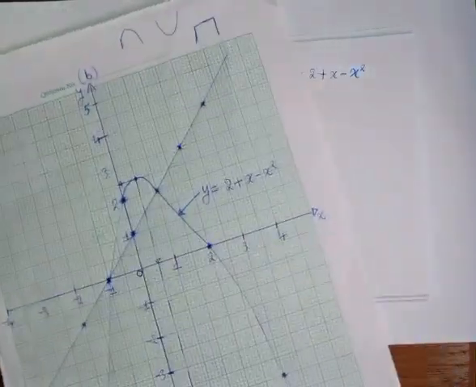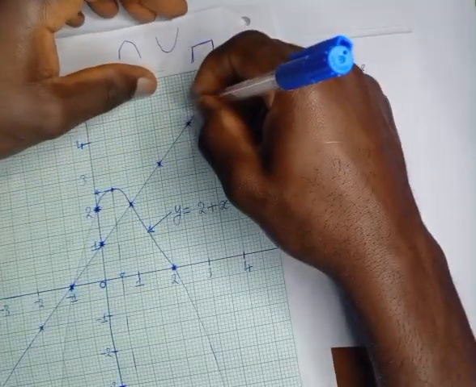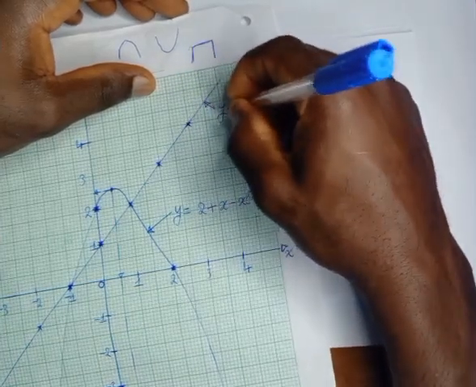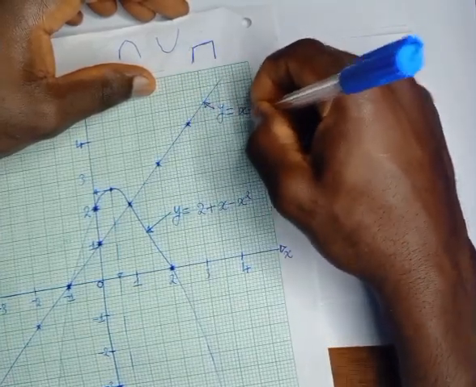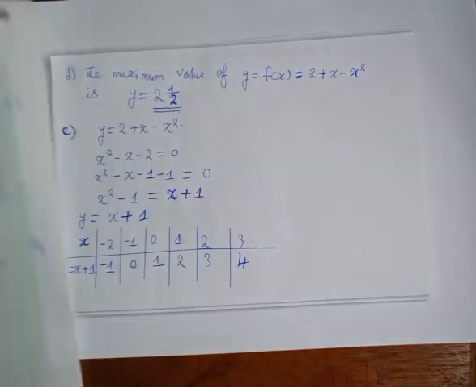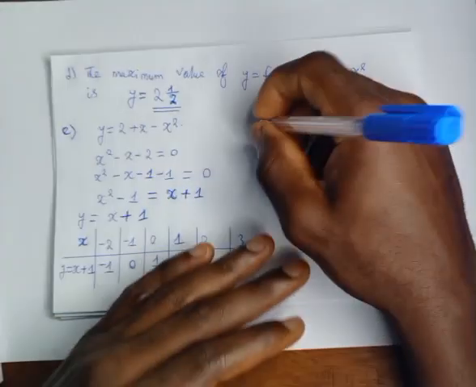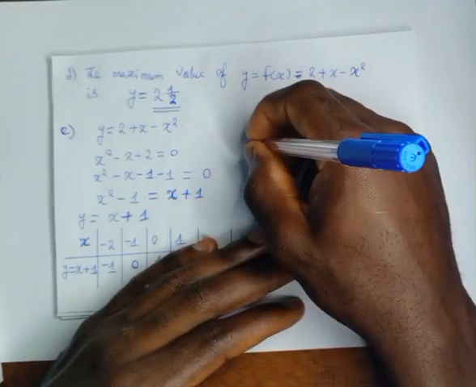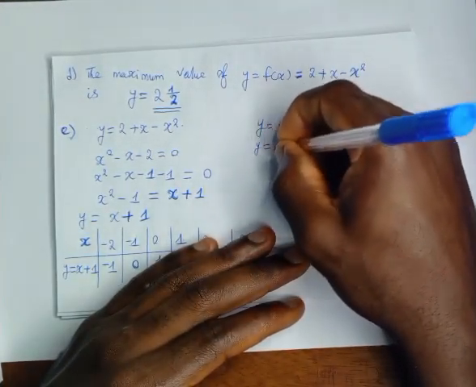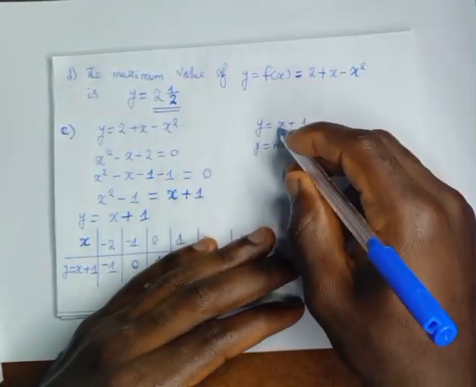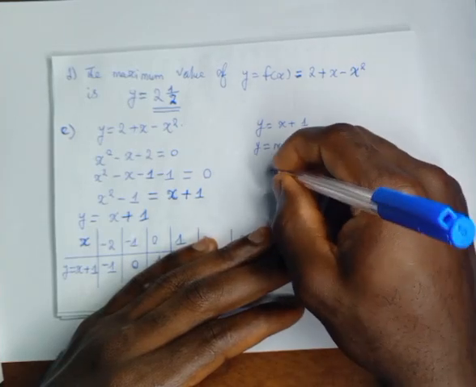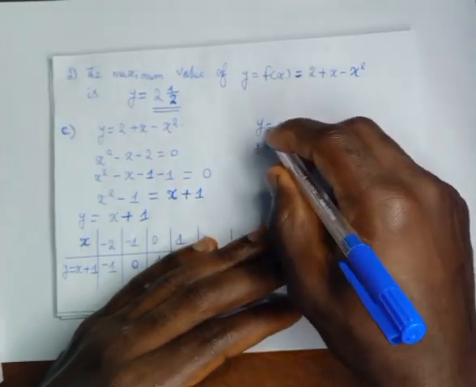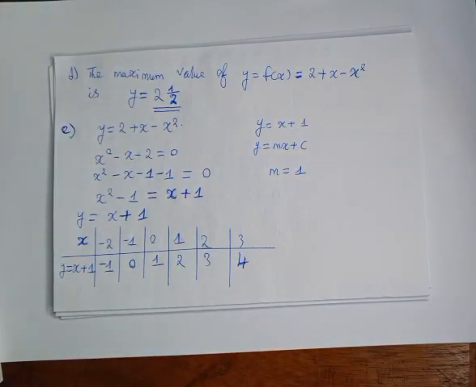Here we call this the line y equal to x plus 1. If you take this line y equal to x plus 1, we compare it with the general equation of a straight line, which is y equal to mx plus c. You'll see that the gradient of this line, m, is similar to the coefficient of x, which is 1. So this line has a gradient of 1.